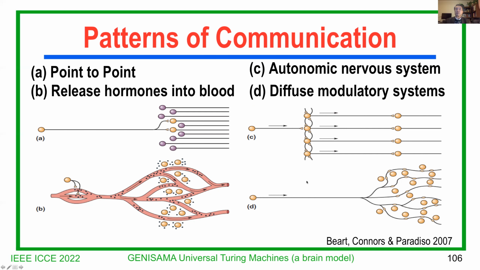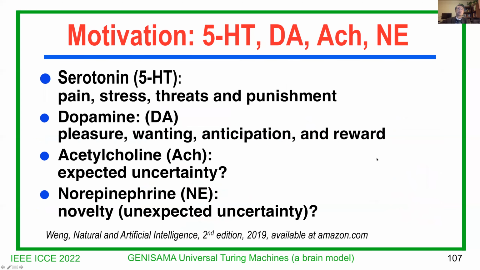D is diffused, where you have neurotransmitters that are diffused into the tissue through the glial cells, and then the neurotransmitter will be received by neurons. Those are diffused from one source to many, many cells. And we'll talk about this in the next slides.